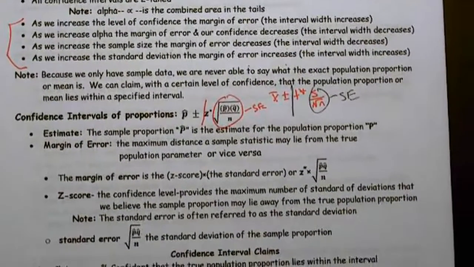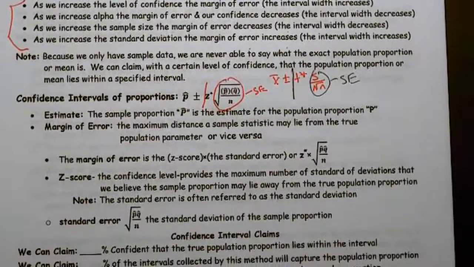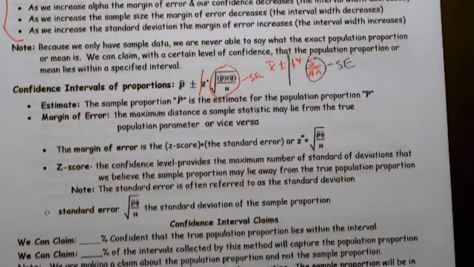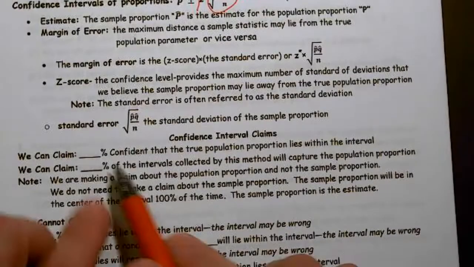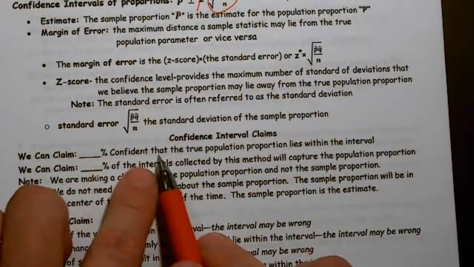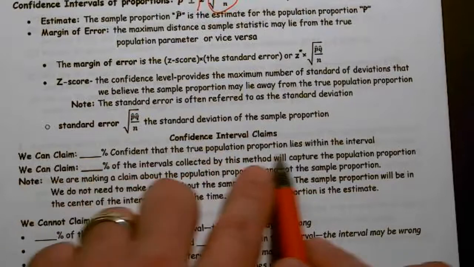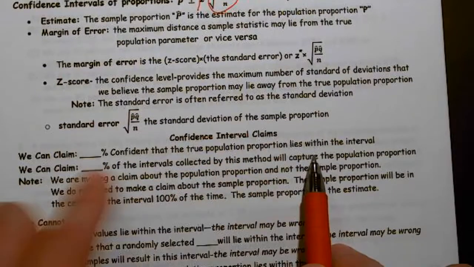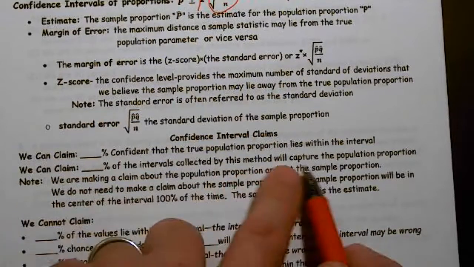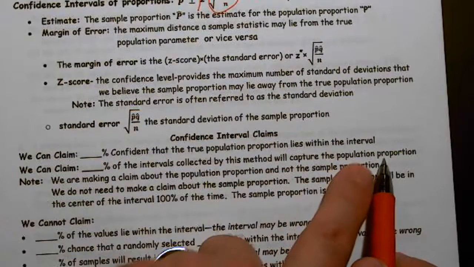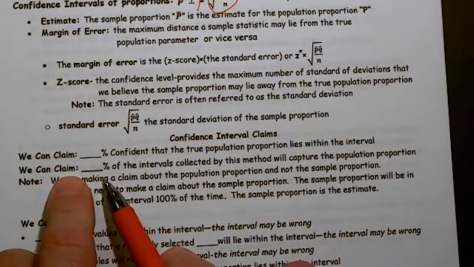Remember, the z-score tells you how many standard deviations we need to be in order to have a certain level of confidence. Okay, and there's certain things we can claim. We can claim that we are 95% confident the true population proportion lies within the interval. We can claim 95% of the intervals collected by this method will capture the true population proportion. That's like saying in repeated sampling.